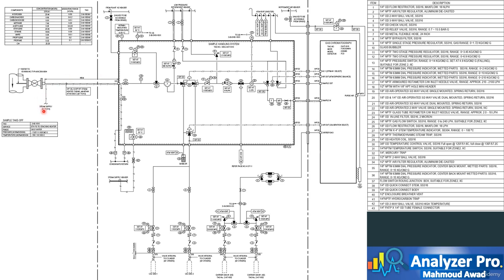Also, this example is the same as before, but the sample line is steam traced. Also, the sample conditioning panel is heated using a steam heater and temperature controller to maintain the panel temperature at 55 degrees Celsius.